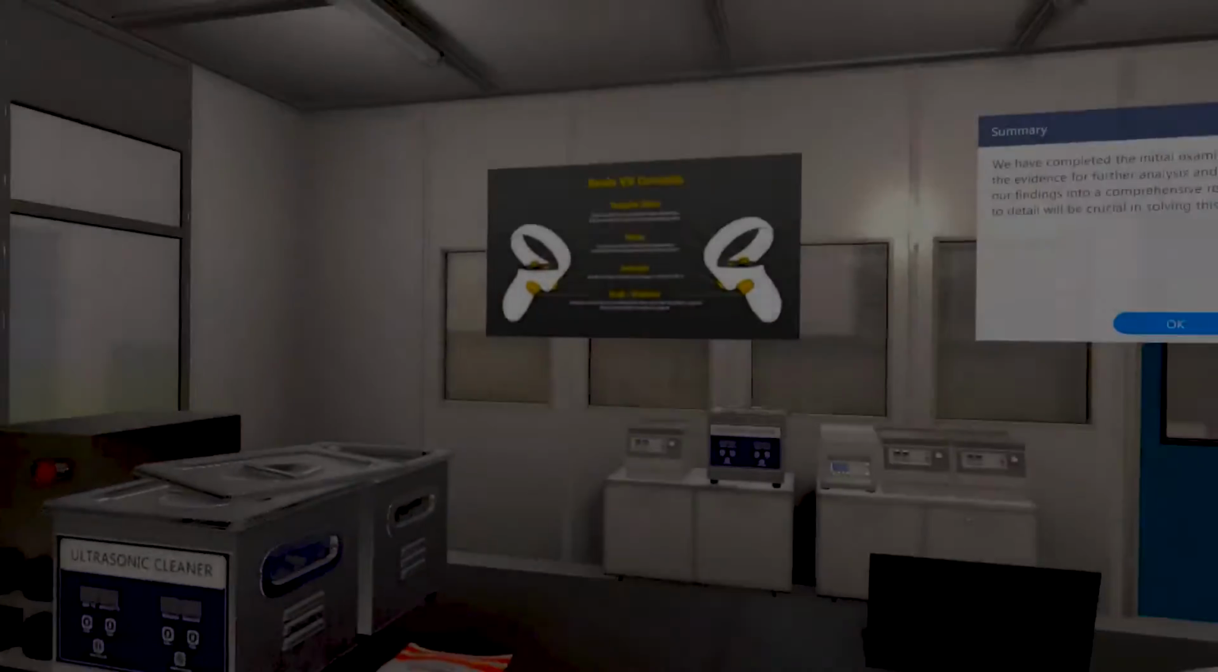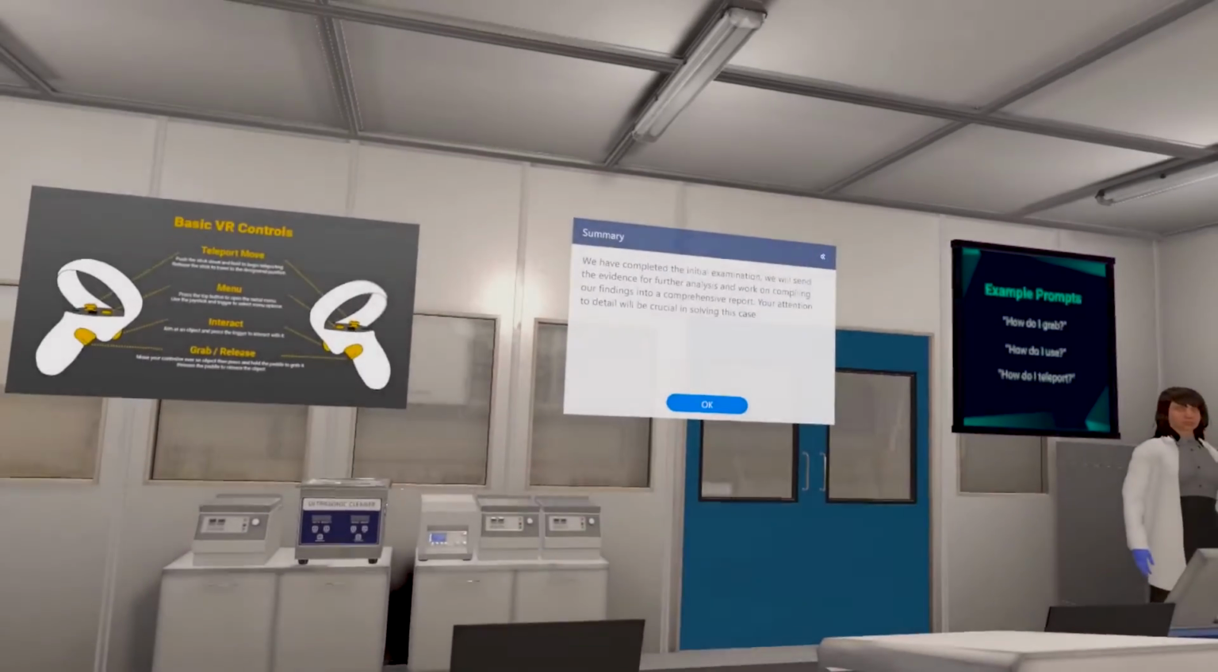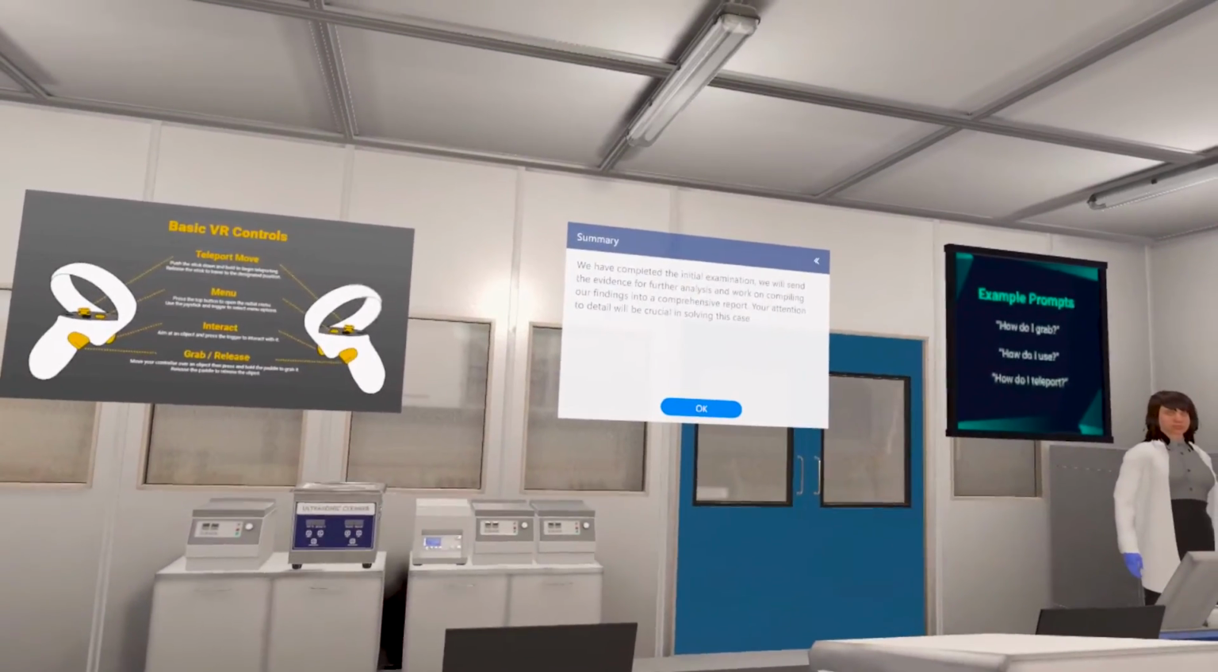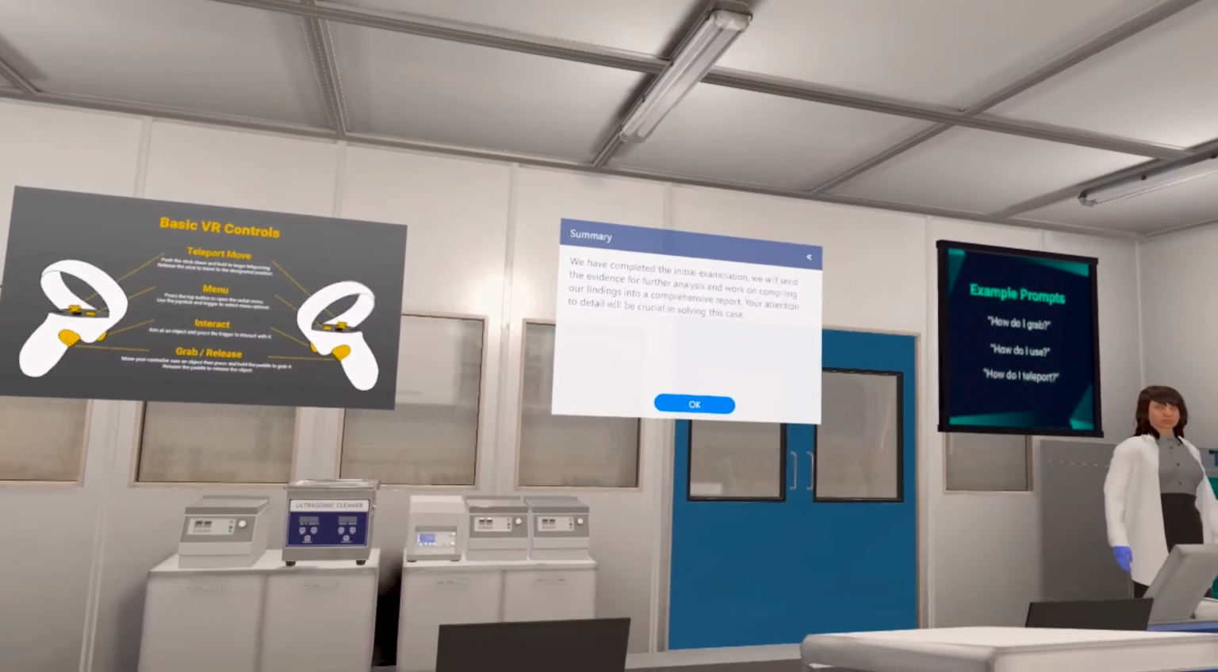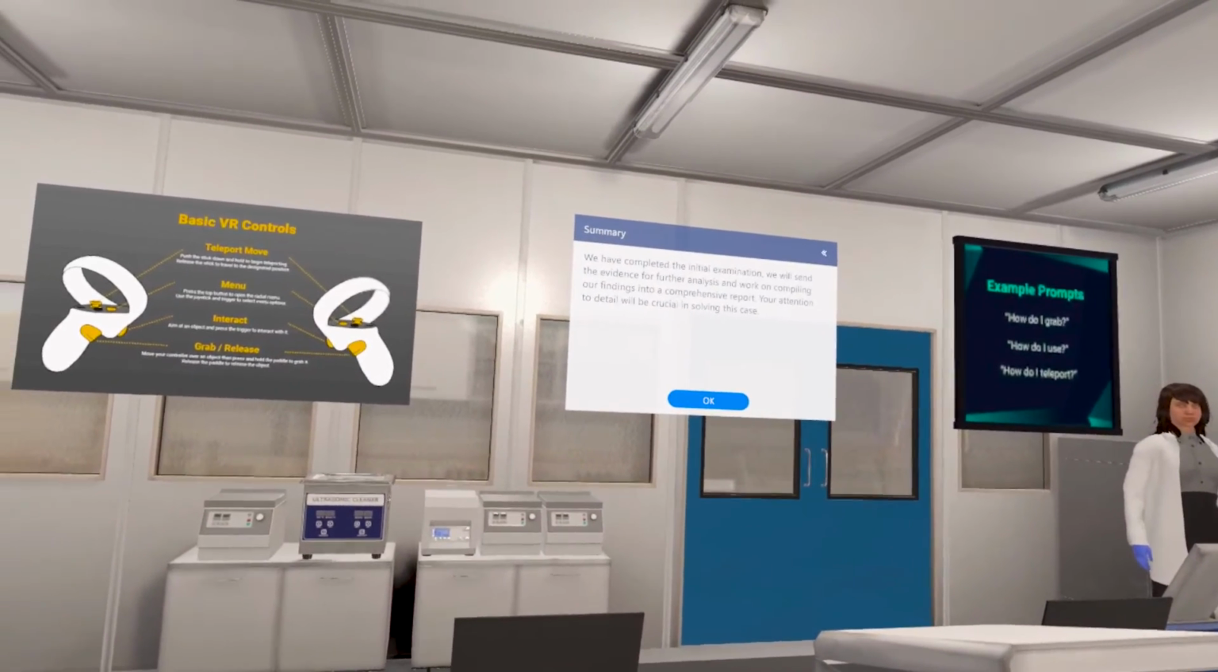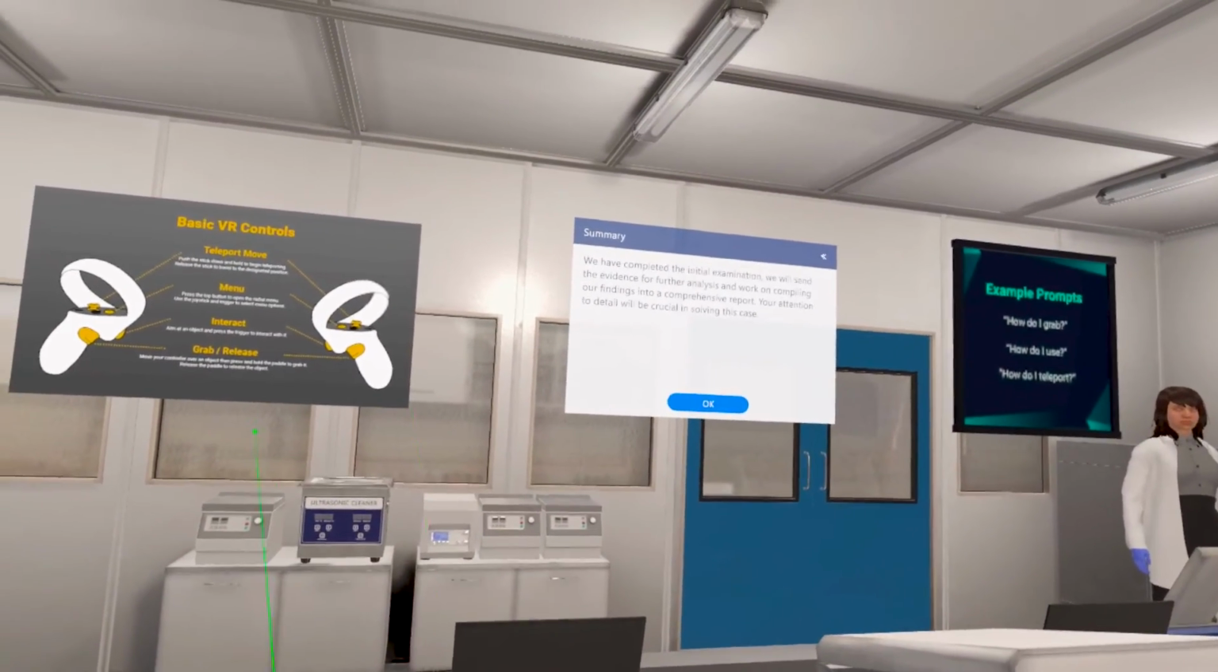We have completed the initial examination. We will send the evidence for further analysis and work on compiling our findings into a comprehensive report. Your attention to detail will be crucial in solving this case.